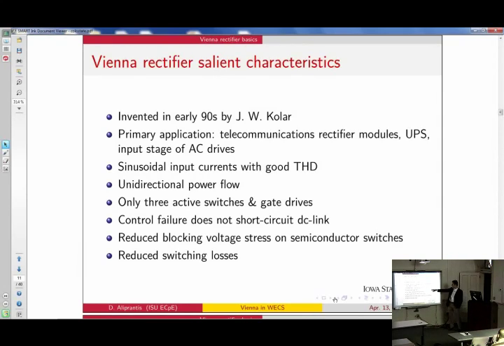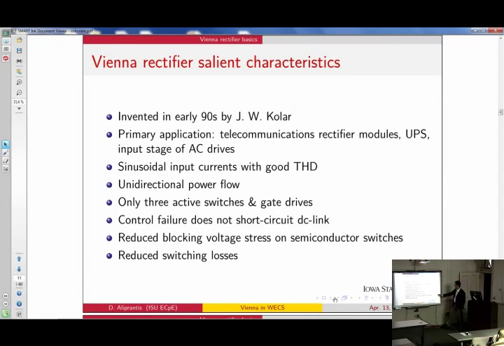It has only 3 active switches instead of 6. And so designing the control circuit is a little bit easier. You only need 3 gate drives. Another advantage is that in case of a control failure, the DC link doesn't short circuit.